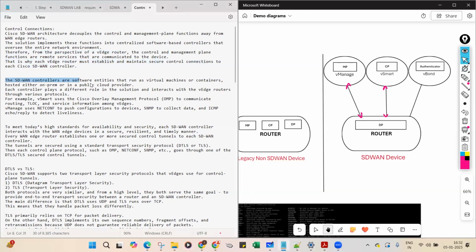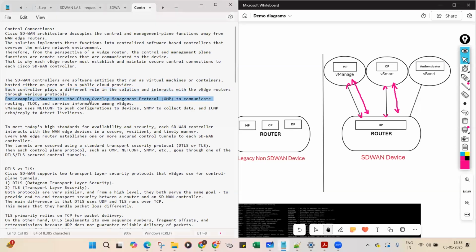The SD-WAN controllers are software entities that run as virtual machines hosted either on-prem or on the cloud provider. So the controllers can either be hosted on the cloud or on-prem. Each controller plays a different role in the solution and interacts with the WAN edge router through various protocols. As we discussed, vManage communicates over the netconf protocol with the WAN edge router, and vSmart communicates with the router via the OMP protocol.